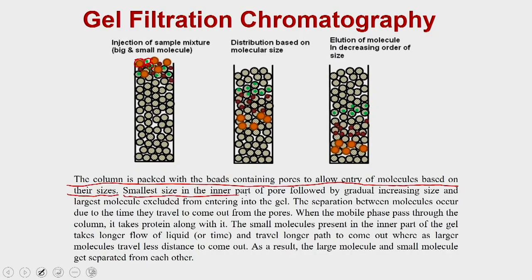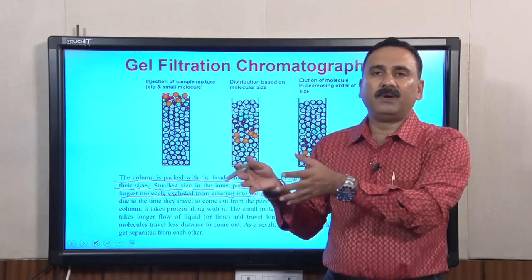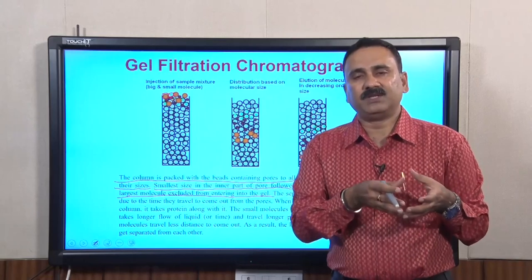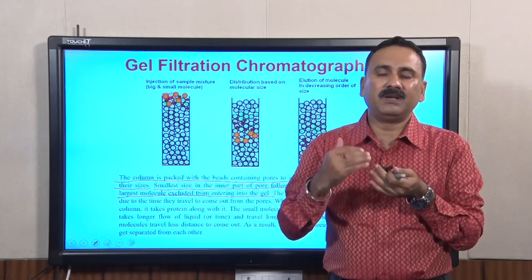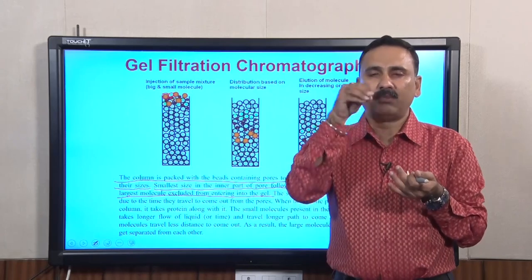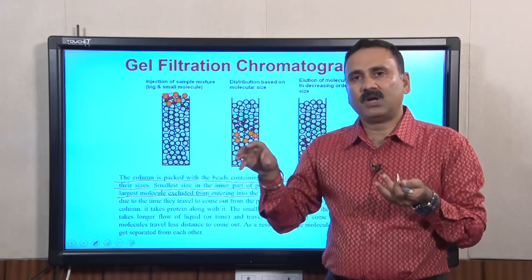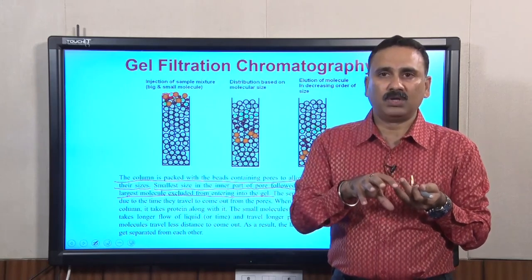So, the smallest size in the inner part of the pore, followed by gradually increasing sizes, and the largest molecule excluded from entering into the cell. This means here also the molecules are going to be distributed from the outside buffer into the buffer which is present inside the pores. So, it will get exchanged with the buffer present inside the pores, and the smallest molecule is going to sit at the bottom of the pore, whereas the larger molecules are going to sit on top of these small molecules.